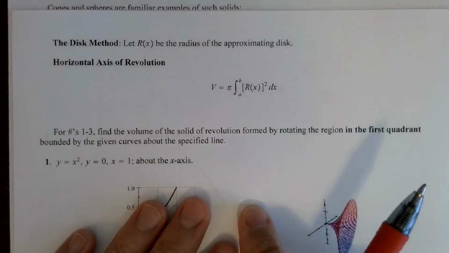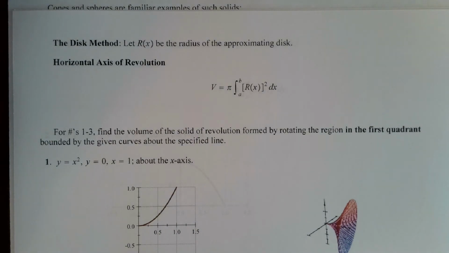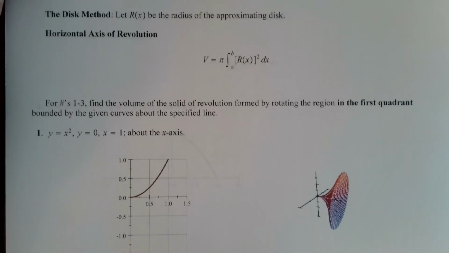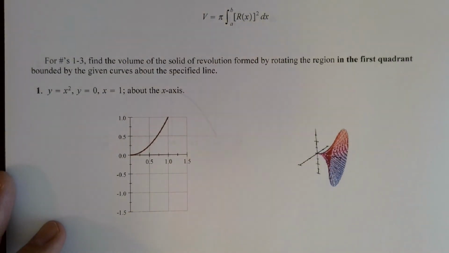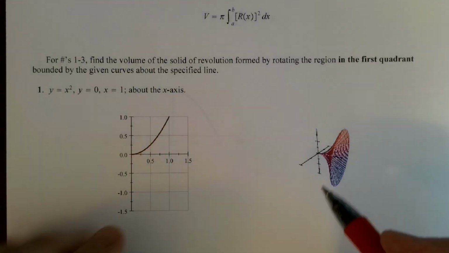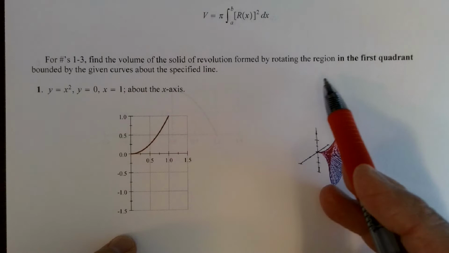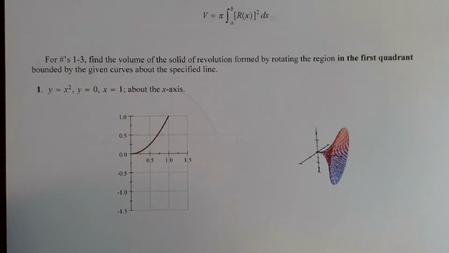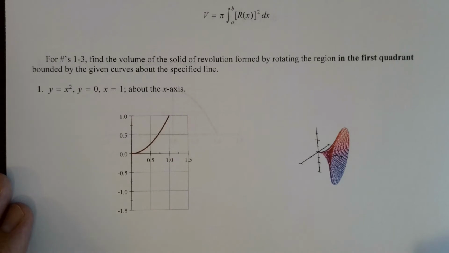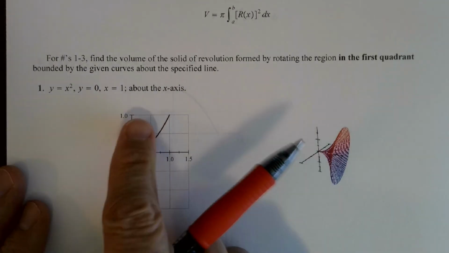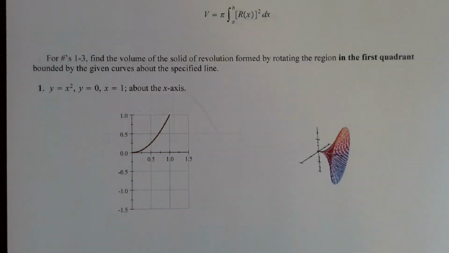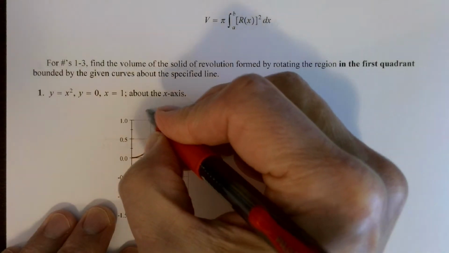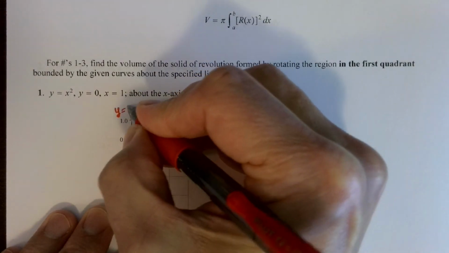So for numbers 1 through 3, we're going to find the volume of the solid of revolution formed by rotating the region in the first quadrant bounded by the given curves about the specified line. There are a lot of prepositional phrases in there, isn't there? So we got of, and we got in, and we got by, and we got about. Okay, so let's make sure we understand. First of all, let's look at the region that we're talking about for this first example. Y is equal to x squared. I've graphed that function for you already. And let's just label that as y equal x squared.